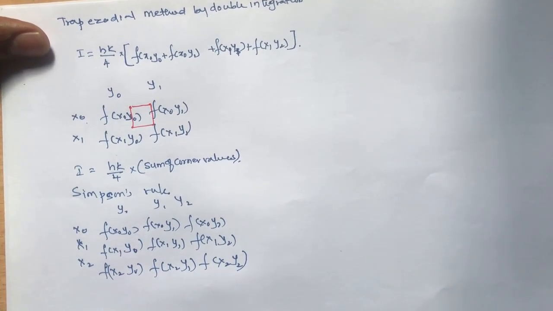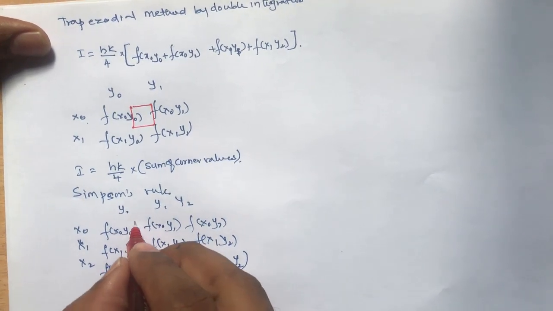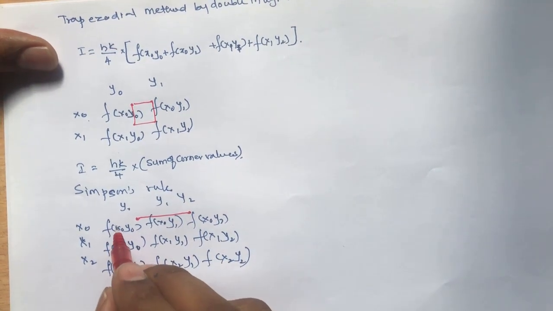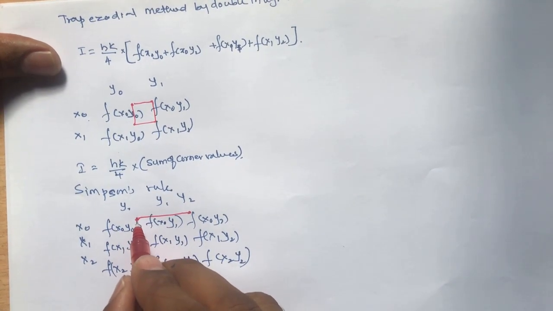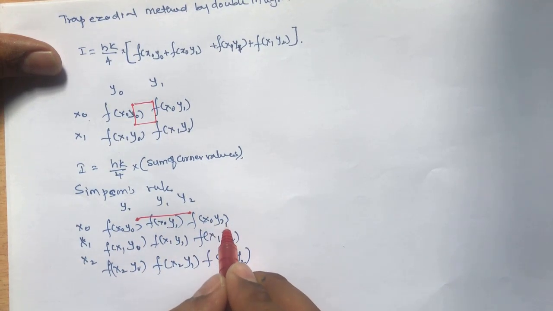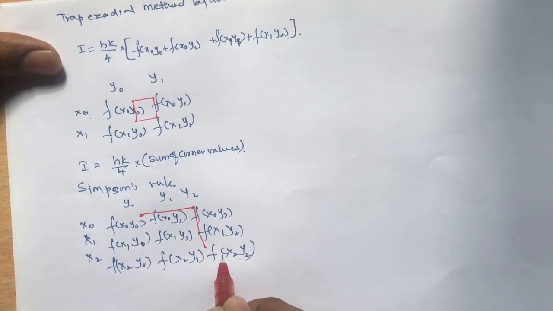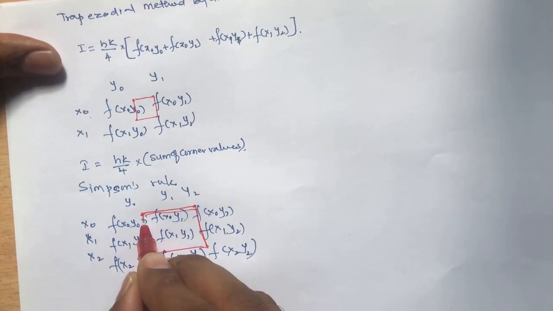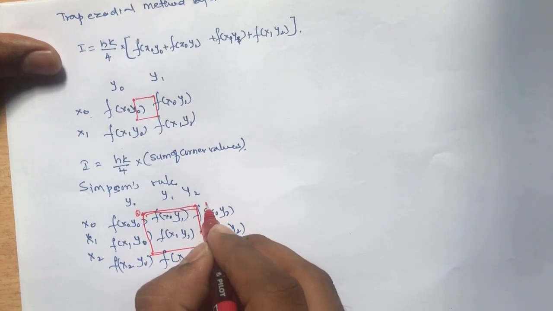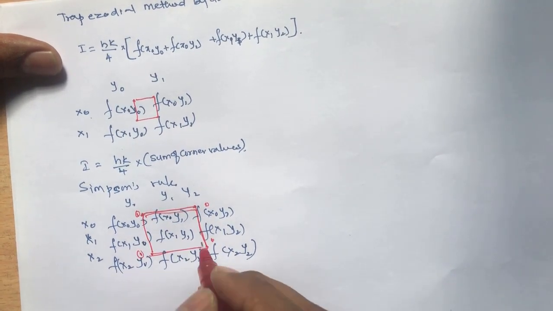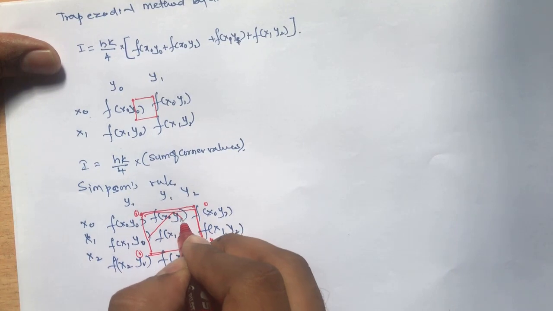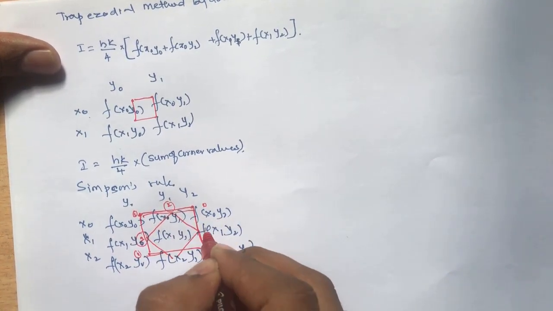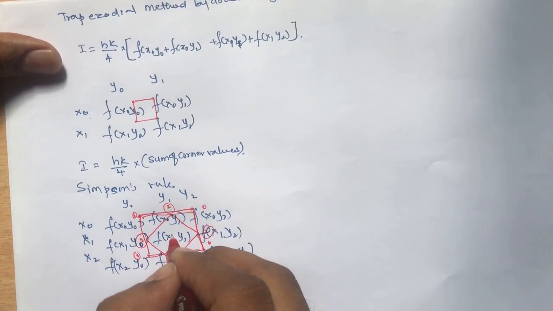So in this case, consider the x0 y0 value, then x0 y2 value, then x2 y2 value, then x2 y0. This will be a square. These four values you have to add. That means this value, this value, this value, and this value, we have to add. Then you have to take the values in the form of a rhombus. These values you have to add, then multiply by the center value.